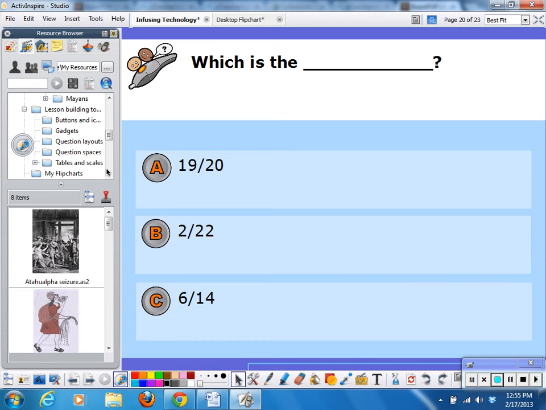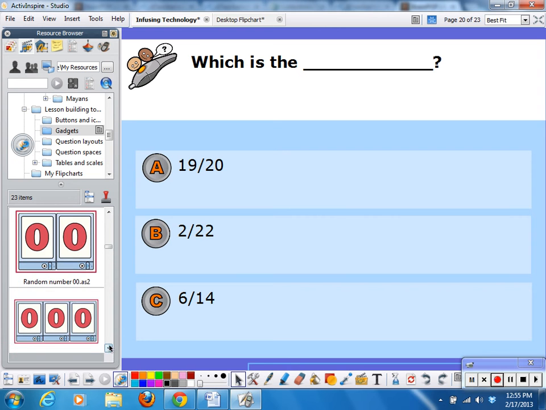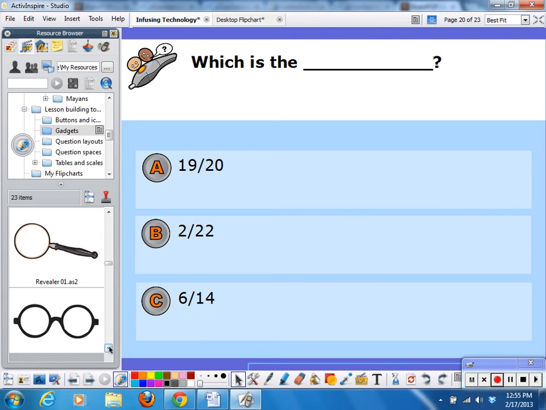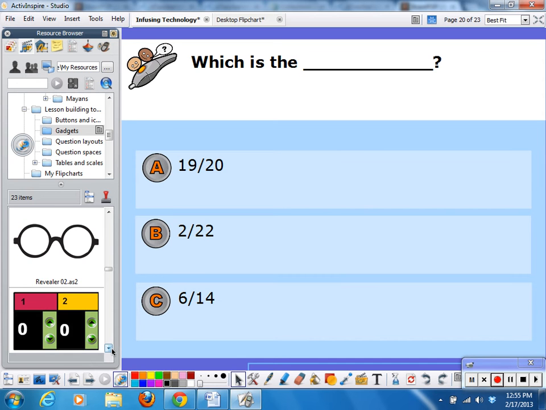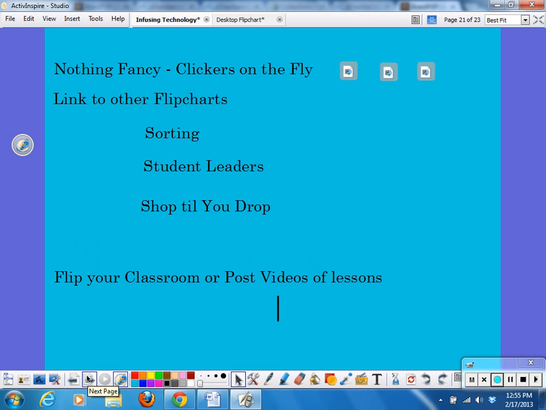Lesson building things like the gadgets that I was talking about, when you want a counter going on your screen, or you want some random number generators and different tools that are already built in to make it faster to make your own flip charts.